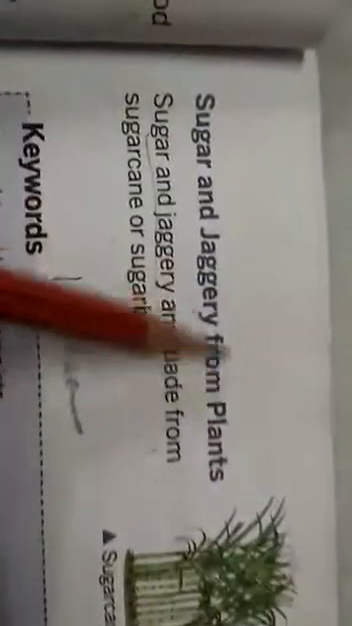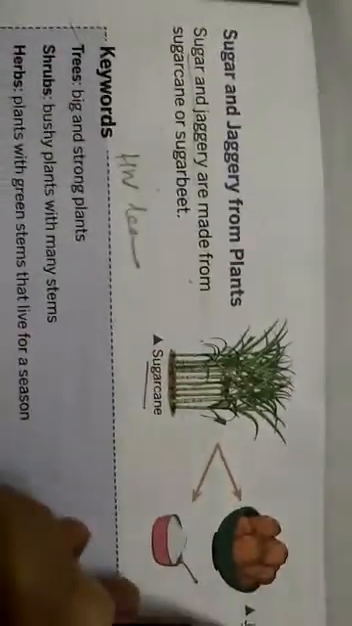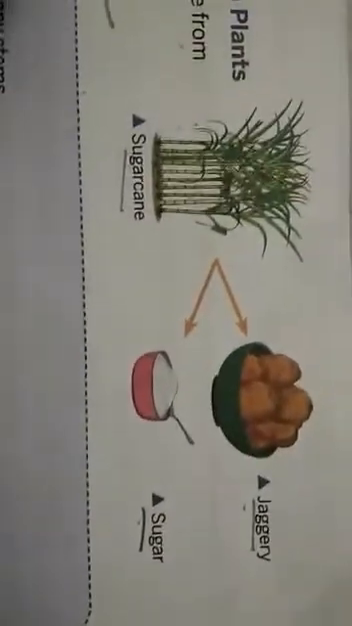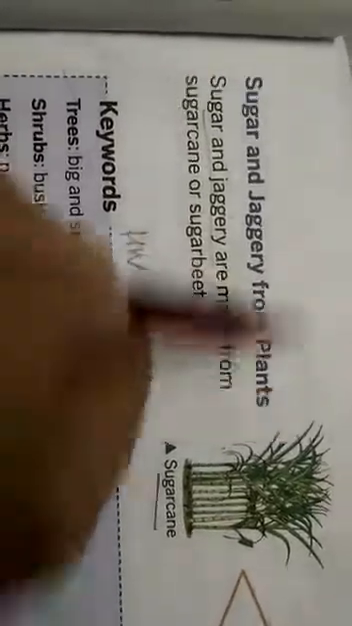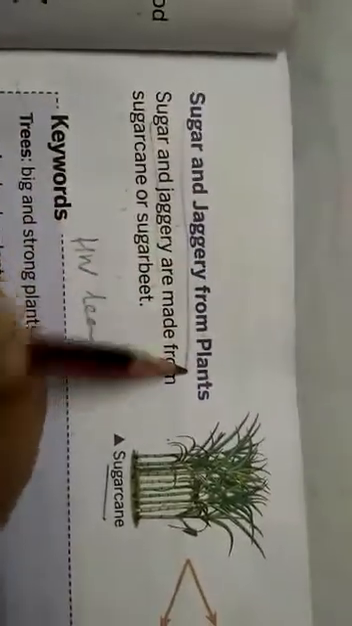Next page, come to page number 65. Sugar and jaggery from plants. Now this is sugar cane, and from the sugar cane plant we get jaggery. Where do we get sugar? We get it from the sugar cane plant. Sugar and jaggery are made from sugar cane or sugar beet. This is the way from where we get sugar. So enough for now, children.